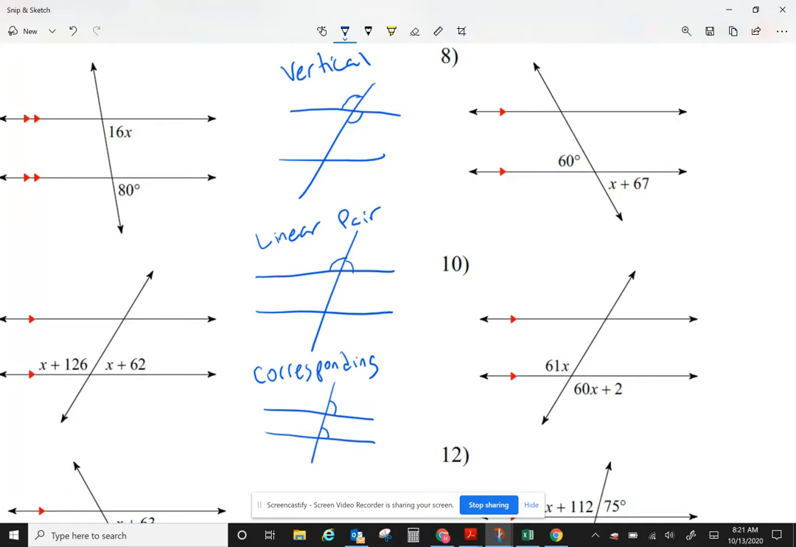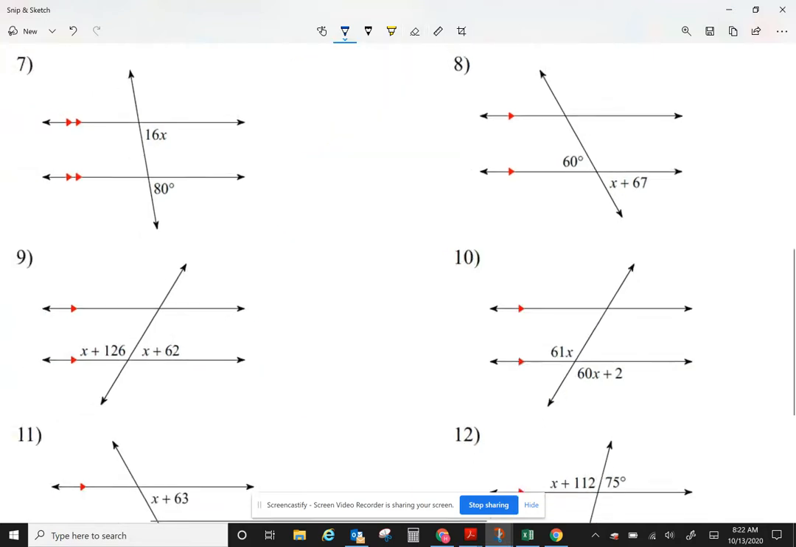Now for corresponding, I'm going to let them equal each other. So just a little recap. For vertical angles or corresponding angles, I let the angles equal each other. For linear paired, I add the two angles and they are equal to 180. All right, so let's review real quick. Let's review a mix of the three rules.